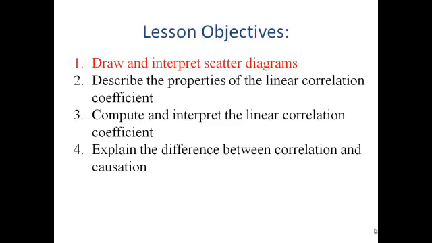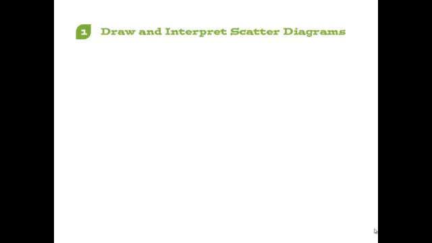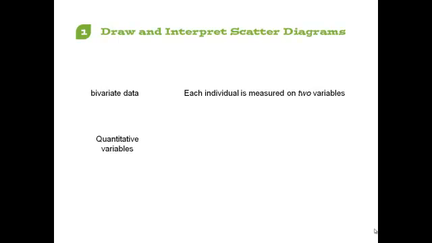So now, our first objective is to draw and interpret scatter diagrams. Now in this chapter we're going to be looking at situations where we're describing individuals using two variables. That's what's called bivariate data, bivariate meaning two variables. Each individual is measured on two variables. And the natural question to ask when we're looking at two variables is whether there's any relationship between them. Now for these sections in the text, we're going to be considering the situation where our two variables are both quantitative. That is, their values are numbers, and they represent measurements or counts of some kind.